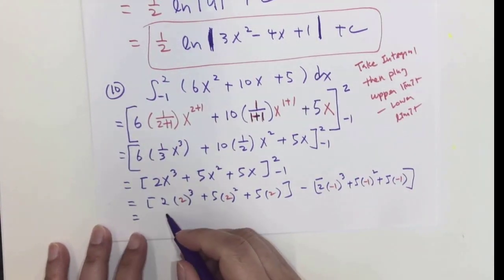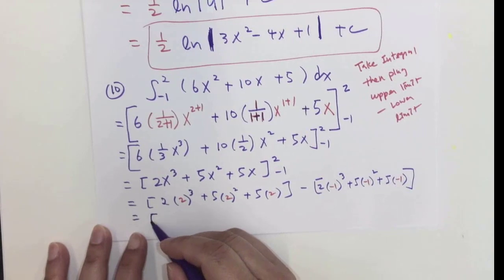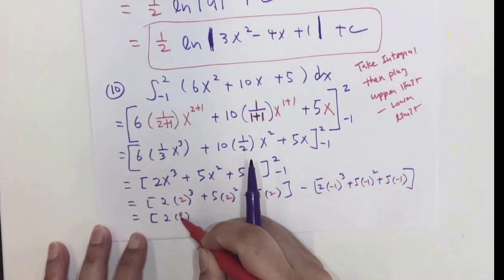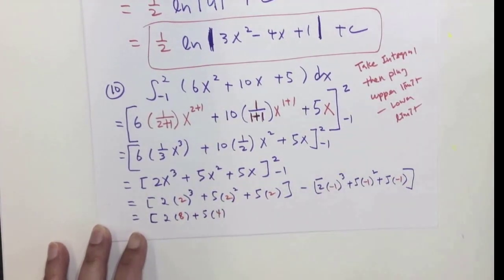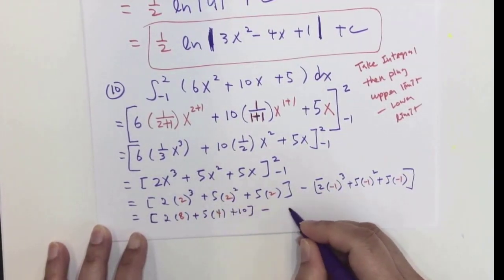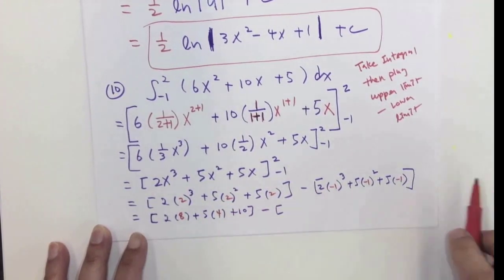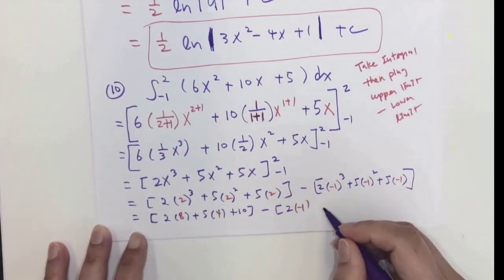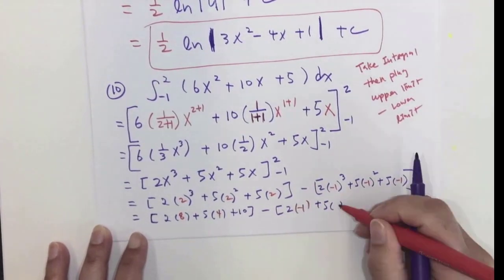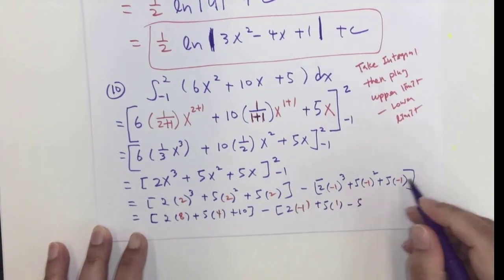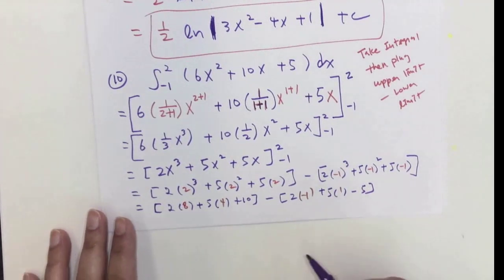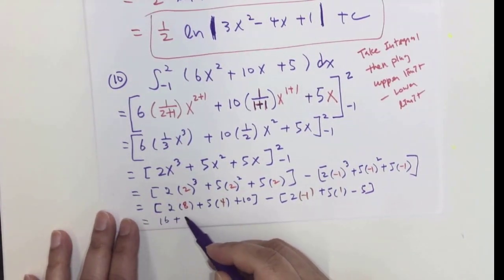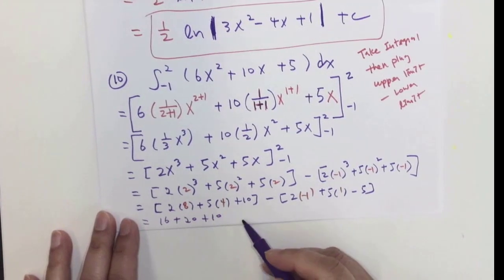I'm just going to write a little bit more stuff for you in case you're confused. 2 times basically 8 plus 5 times 4 plus 10. Need to subtract. This is 2 times -1 plus 5 times 1 minus 5. And we need to combine all these numbers together, right? So this would be 16 plus 20 plus 10, I think.